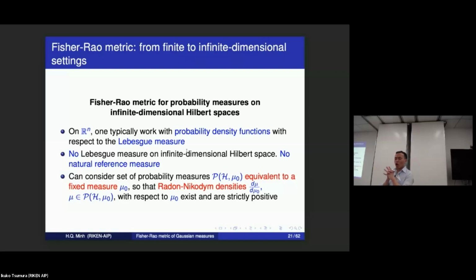But in this case, it's more complicated, because in the infinite dimensional setting there are several challenges. So number one, on Rn, we typically work with probability density functions with respect to the Lebesgue measure. On a Hilbert space or infinite dimensional Banach space, there's no Lebesgue measure, and so we don't have a natural reference measure. So what we can do is consider a set of probability measures on H which is equivalent to a fixed measure mu0. Then with the Radon-Nikodym densities d mu / d mu0, which exist and are strictly positive, we can consider a generalization.